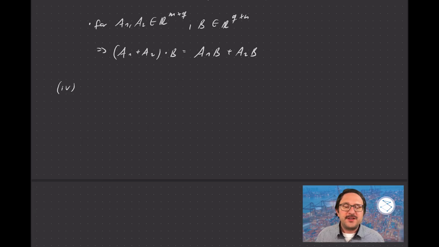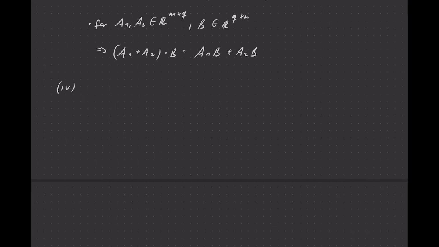One other operation that we have for matrices, apart from addition and now multiplication, is we can multiply matrices with a scalar. That's one of the first operations that we introduced. And of course, we want this operation to also be compatible with matrix multiplication. And it turns out it is. So what do I mean by compatible?